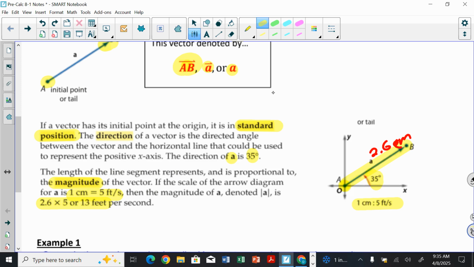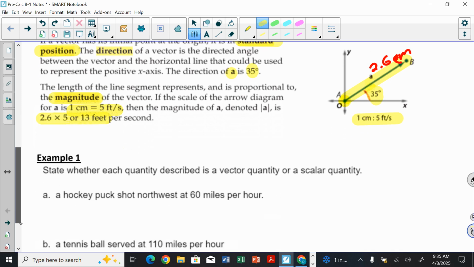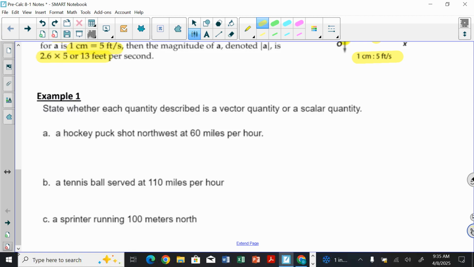Let's first talk with the examples of whether it is a scalar or vector quantity. So the first one. We're looking at, does it have a magnitude and direction? That's what we're looking at. First one, a hockey puck shot northwest at 60 miles per hour. We have a speed, 60 miles per hour. We also have a direction. So in that case, we know that this is a vector quantity.